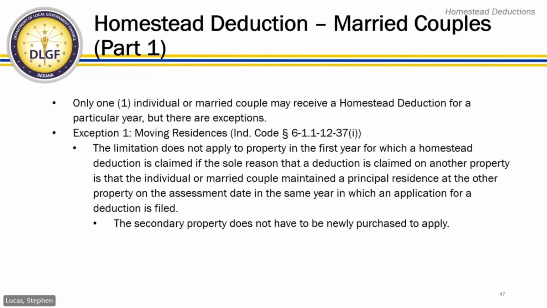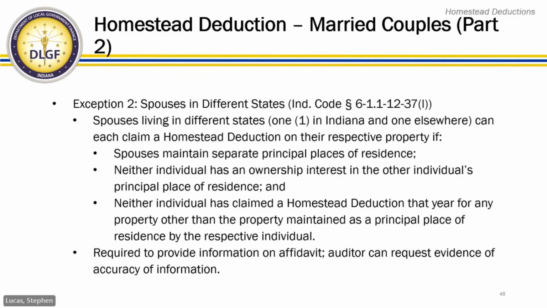Next slide. The second exception is for married couples. If one of the spouses lives in a different state, each spouse can claim a homestead deduction on their respective properties if the spouse living in Indiana affirms by affidavit the following. 1, each spouse maintains a separate principal place of residence. 2, neither spouse has an ownership interest in the other spouse's residence. And 3, neither spouse claimed a homestead deduction on another property other than their own residence.